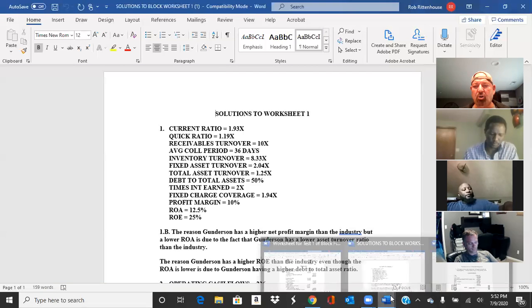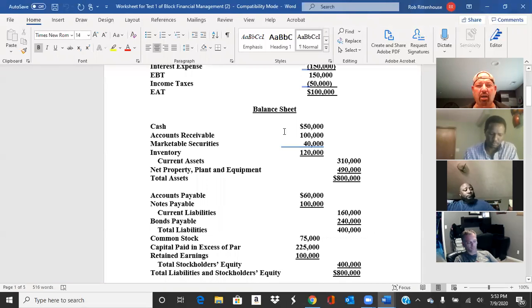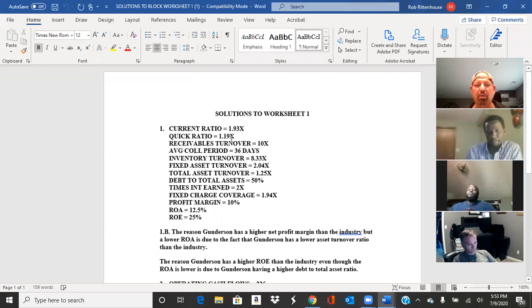The quick ratio is current assets less inventory, divided by current liabilities. If you take the 120,000 in inventory and subtract that from the 310,000 in total current assets, you get 190,000. Divide that by your current liabilities of 160,000, and that gives you a quick ratio of 1.19 times.